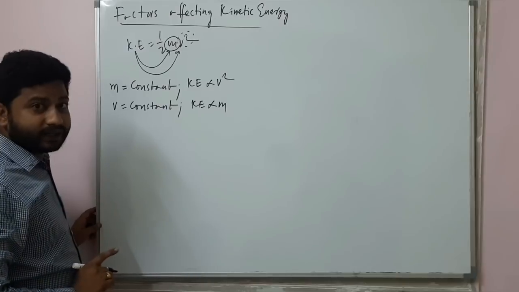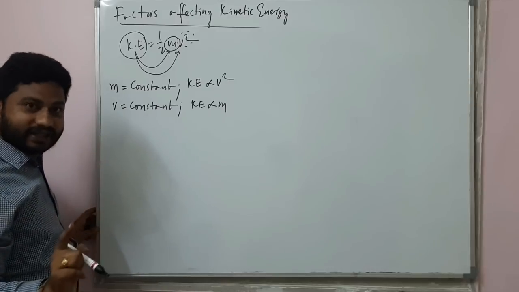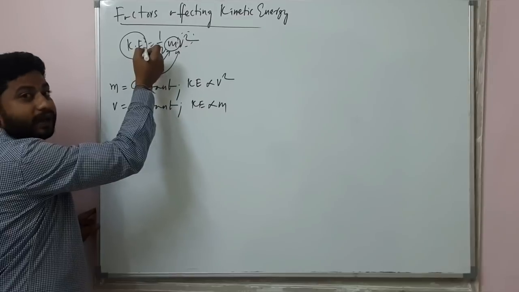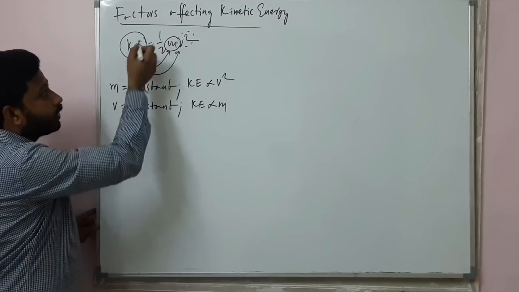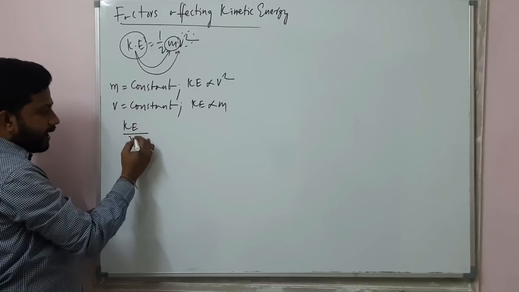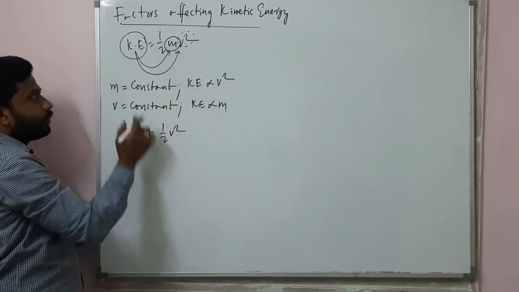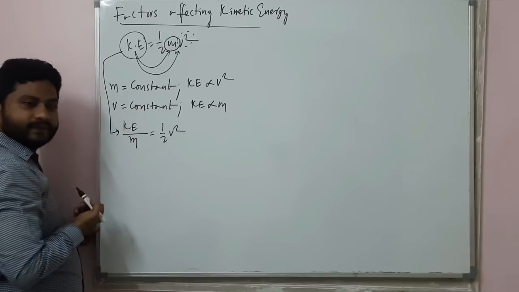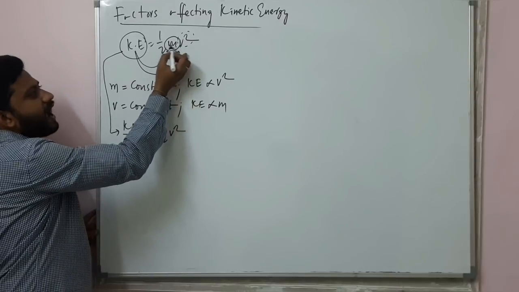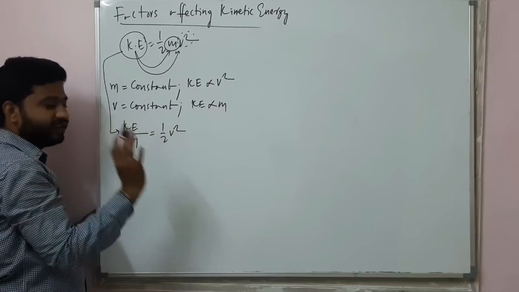The most interesting part I am going to tell you here: if the kinetic energy is constant, what happens? Look here, the same equation I am going to write like this. Kinetic energy divided by mass is equal to half v square. Can I write this equation in this way? Definitely I can. Kinetic energy by mass, this mass I have brought to the left hand side, that's it. Kinetic energy by mass is equal to half v square.